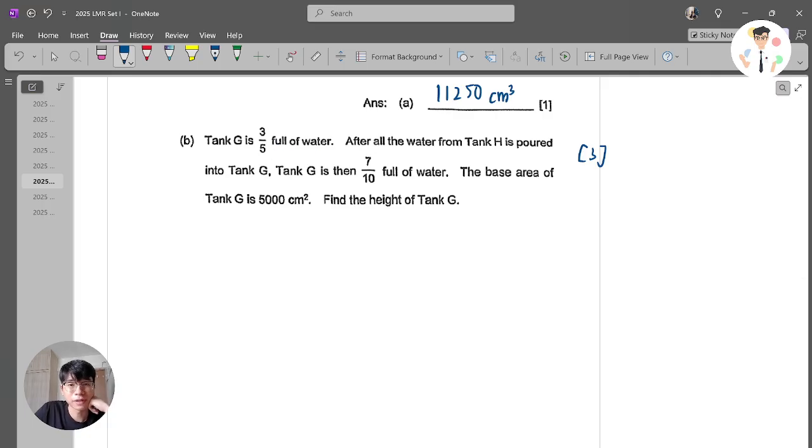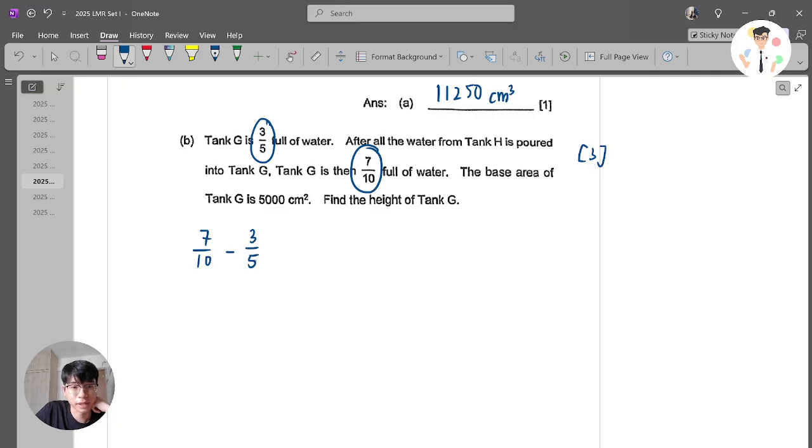Okay, 3 marks question. Here, the tank G is 3 out of 5 full of water. After all the water from tank H is poured into tank G, tank G is then 7 out of 10 full of water. Now, let's look at this question first before we move on. At first, it's 3 out of 5. After adding in the water, becomes 7 out of 10. Means that there's an increase, right? So let's try to find out what is the increase in terms of the fraction, okay? 7 out of 10. This is after, right? Minus before, 3 out of 5.